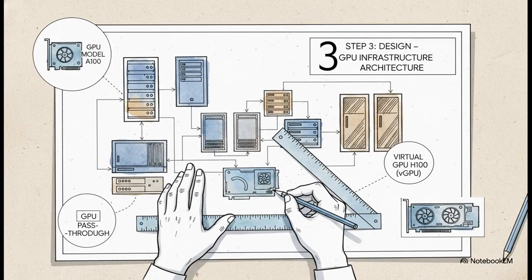All right, with your baseline data in one hand and your forecast in the other, you can finally start making some real decisions. Step 3 is where the rubber meets the road. What GPU models are you going to use? Are you going to do pass-through or virtual GPUs? This is where all your analysis turns into a concrete, technical design.